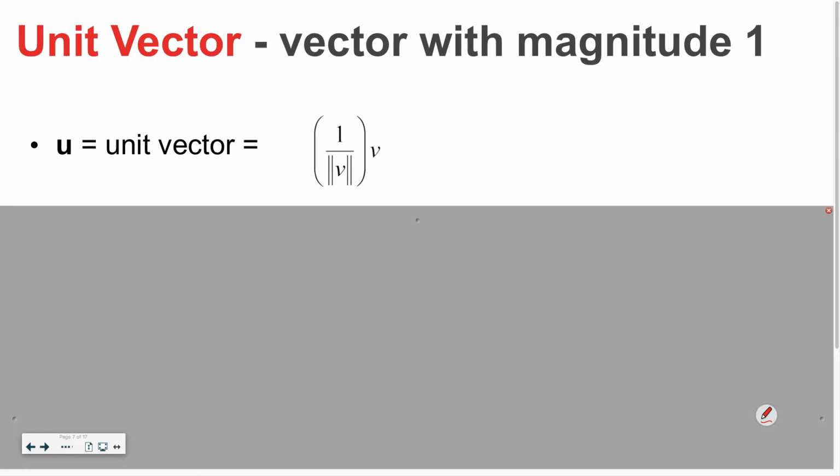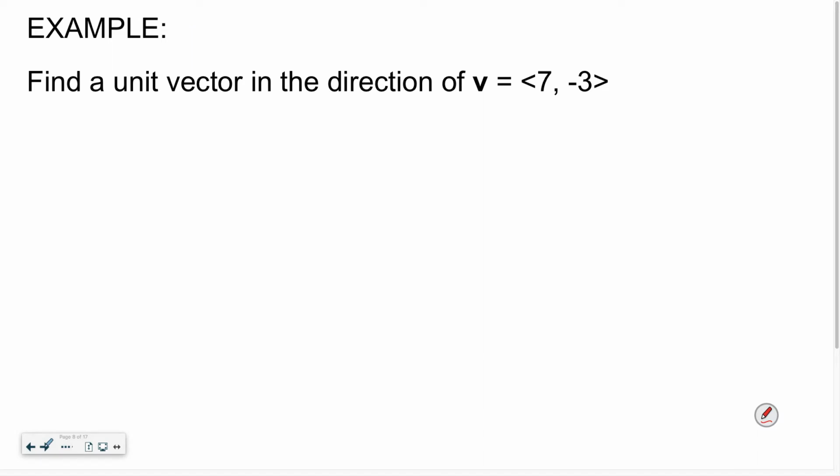Something that you will see throughout this week: anytime we take a vector and multiply it by a number, we're still going in the same direction, so its angle is going to be the same, it's just going to be a different length. So what's happening here is we're taking vector v and multiplying it by a number that's either going to shrink it or stretch it, but we're still going in the same direction. Okay? So here is our vector.